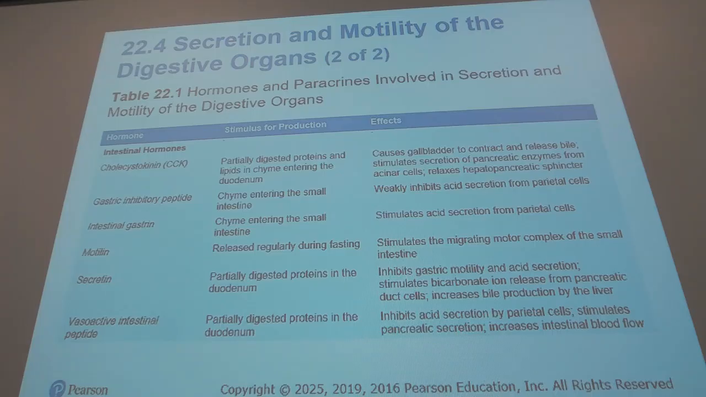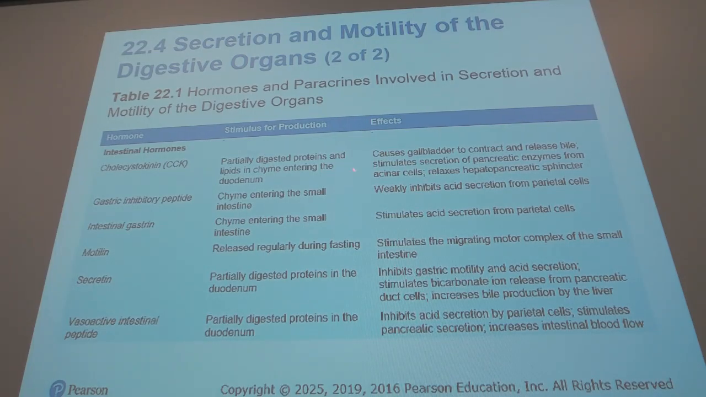Hormones that have effects on different parts of the digestive system. For instance, we have cholecystokinin or CCK, that is stimulated when you have partially digested proteins in your stomach, or you have lipids coming into the duodenum. So this CCK is going to make your gallbladder release bile so that you can emulsify these lipids so that your big droplets of lipids can become smaller, and then with the bile, your pancreatic enzymes can digest these lipids.